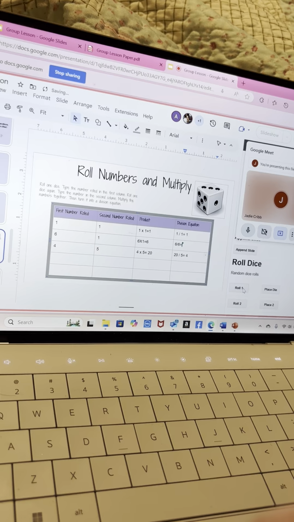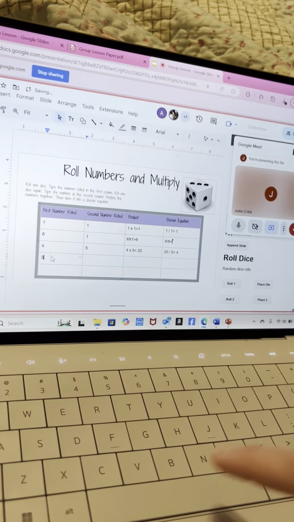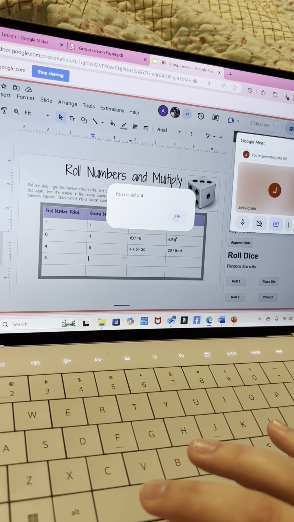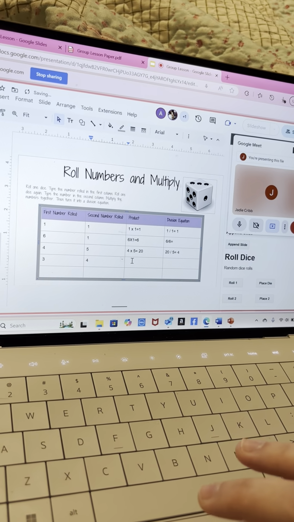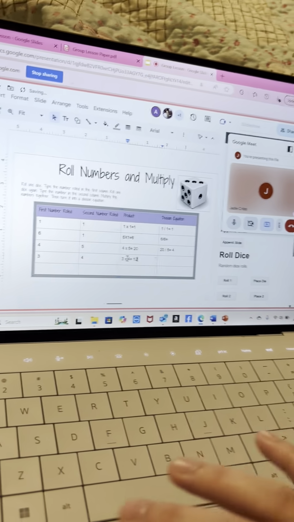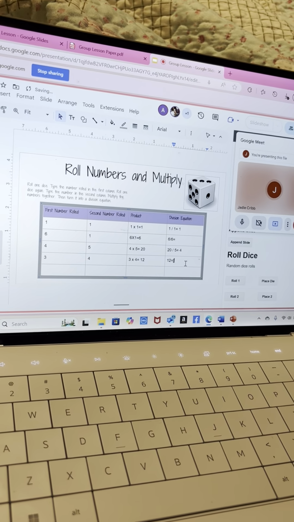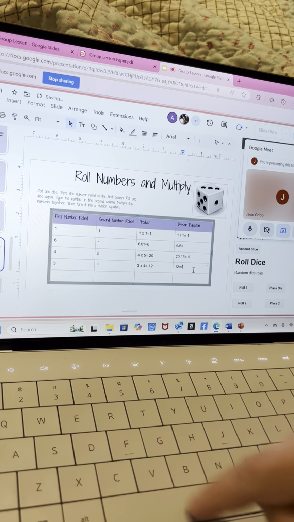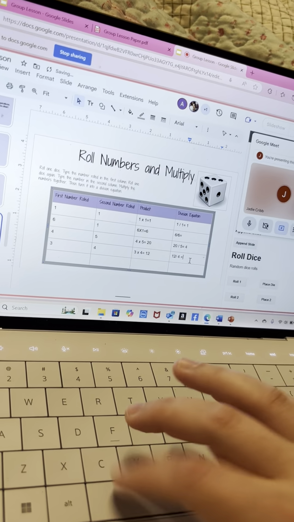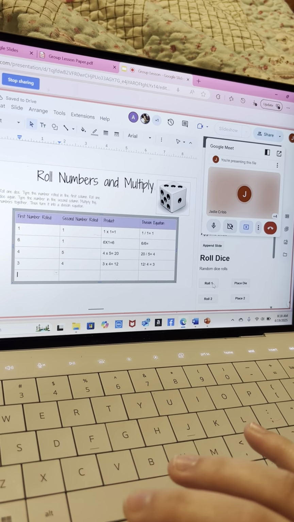All right, let's try again. This is awesome practice. So I rolled a 3. And then I rolled a 4. 3 times 4 is equal to what? 12. And then we're going to do 12 divided by 4. 12 divided by 4 is equal to 3. All right, and then last one.